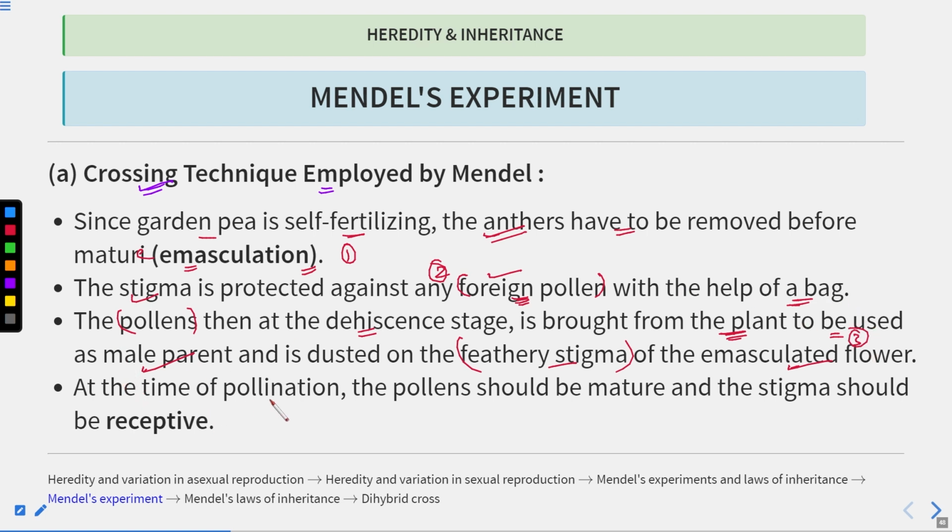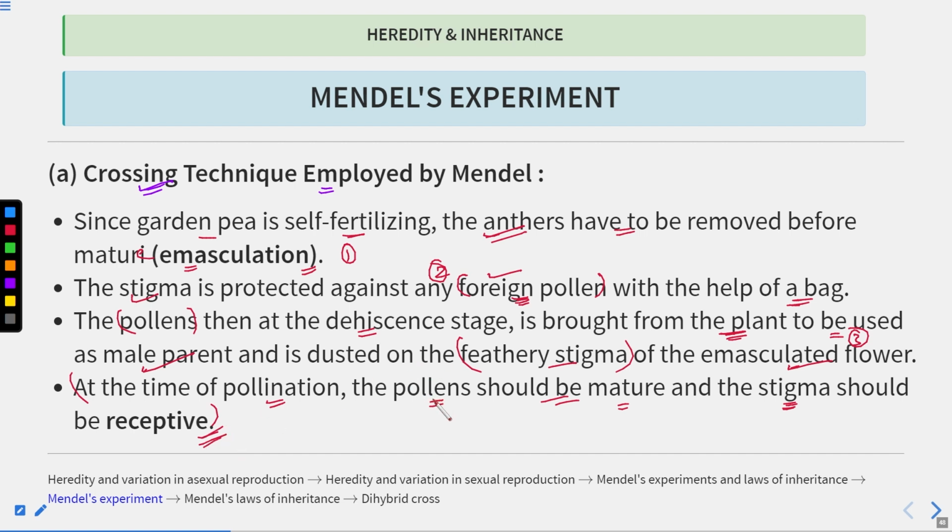Fourth step: at the time of the pollination, the pollen should be mature and the stigma should be receptive. Clear? So this is the condition. The pollen should be mature when it lands on the stigma, and the stigma should be receptive. Stigma is the receptive part, meaning it receives the pollen.